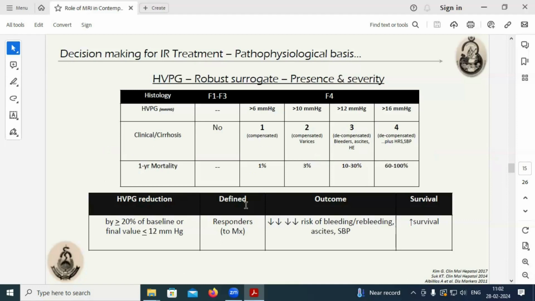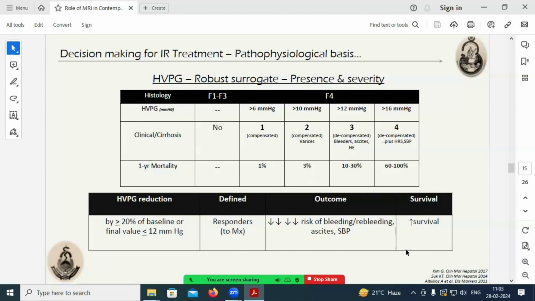HVPG, obviously, as of now, is the gold standard. All calibrations of various non-invasive techniques and various other histopathology have been done in relation to the HVPG, because this is the most robust way of giving an idea of the portosystemic gradient, and it correlates well with the clinical stage as well as with the long-term mortality. And even if the patient is on conservative therapy, this is the best way of saying whether he's a responder to conservative management or not.